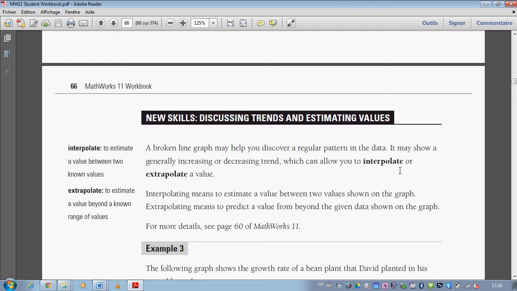So you just extrapolated a value based on the downward trend, the fact that every day the temperature dropped by 5 degrees Celsius. You just extrapolated a temperature value for Saturday. That's what interpolating means, and that's what extrapolating means.